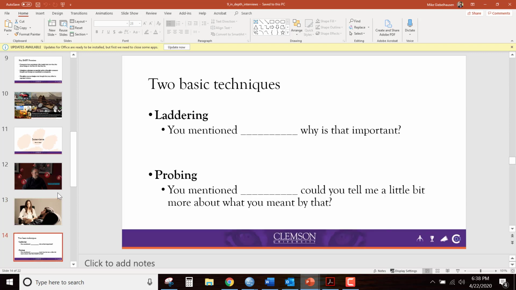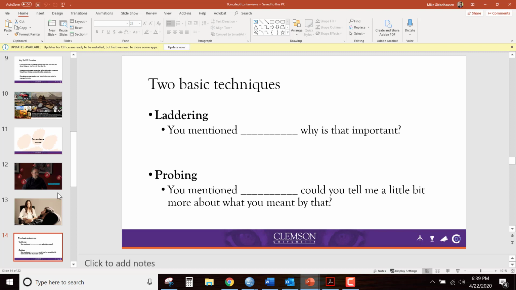And what do you do as the interviewer? Well, it's actually pretty simple. You do 2 basic things. You just listen for people to say interesting words, and or metaphors or similes. And when you hear something like that, you probe those things that are interesting. You say, "Oh, you said this. Could you tell me a little bit more what you meant by that?"